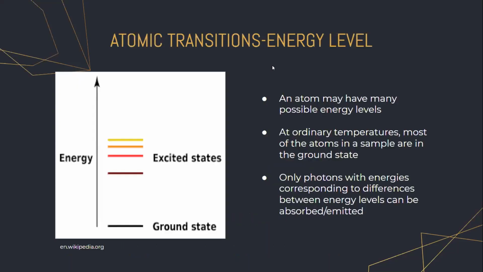Next, I will go to atomic transition energy level. An atom also may have many possible energy levels. So this is the ground state, and excited state. At ordinary temperatures, most of the atoms in a sample are in the ground state. Only photons with energies corresponding to differences between energy levels can be absorbed or emitted.